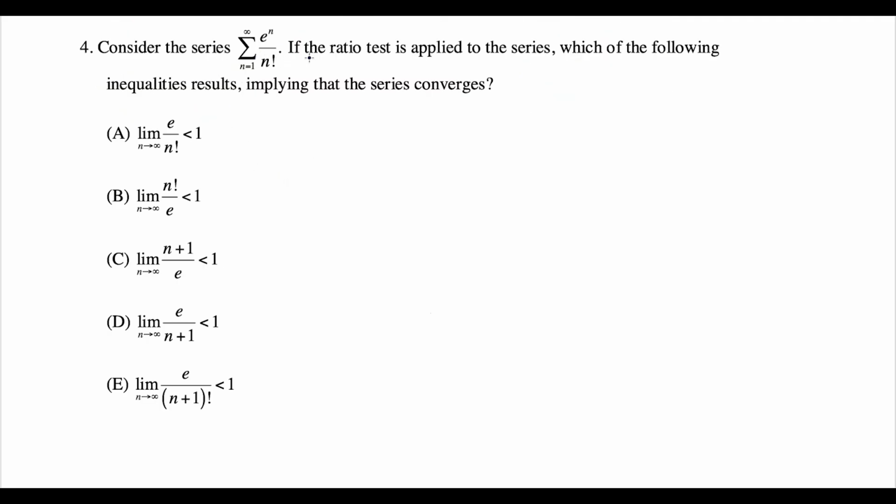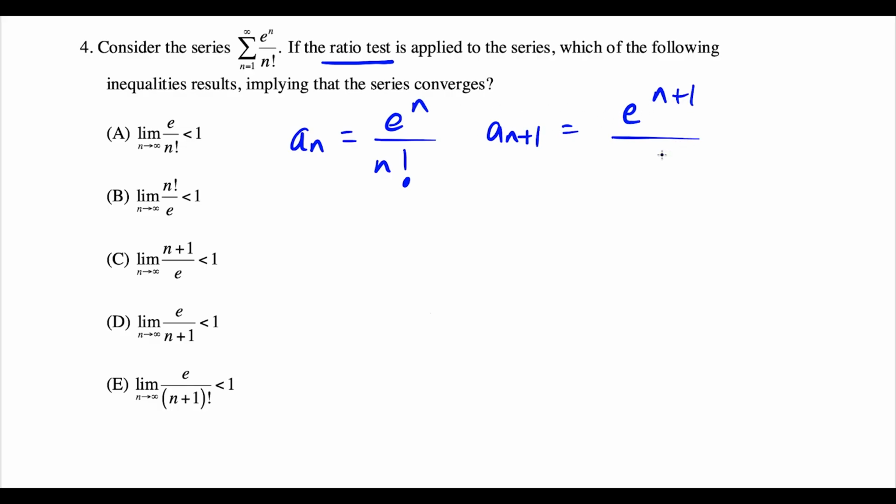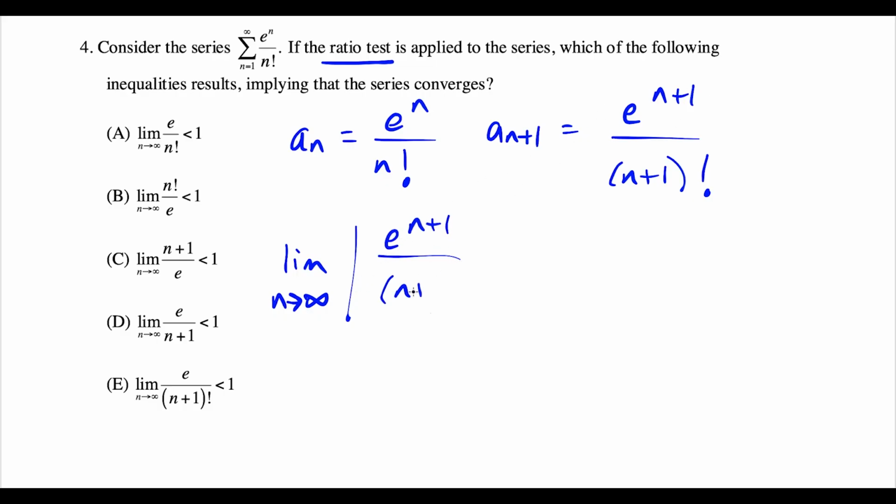For question 4, we have this series, and we're applying the ratio test. And we have to say which of the following inequalities is going to result from this. So to apply the ratio test, we know our a sub n term here is e to the n over n factorial. And to apply the ratio test, you have to look at the next term, a sub n plus 1, which you could find by replacing each n with n plus 1. So this would be a sub n plus 1. And the ratio test, we're doing the limit as n goes to infinity of absolute value, and we have a sub n plus 1 divided by a sub n. But when we divide by a sub n, it's a fraction.